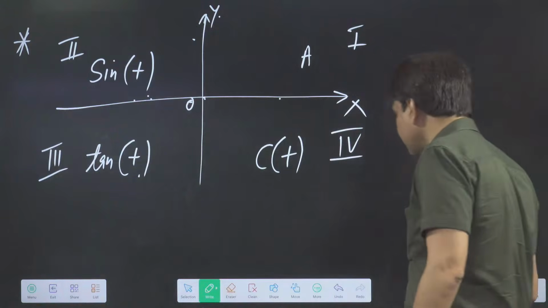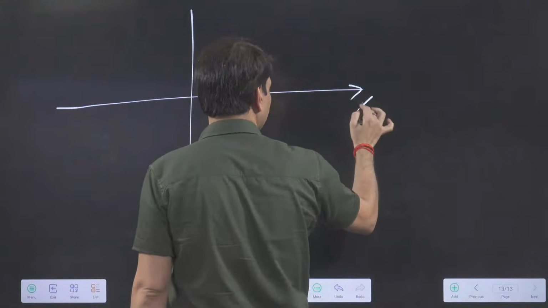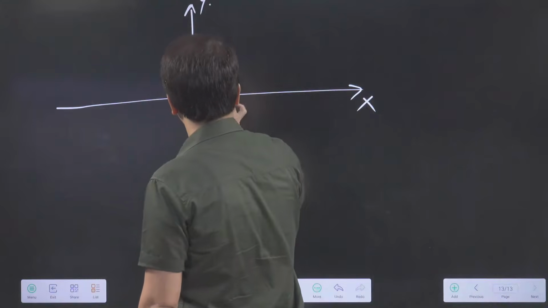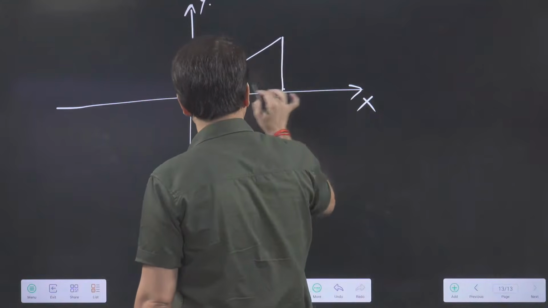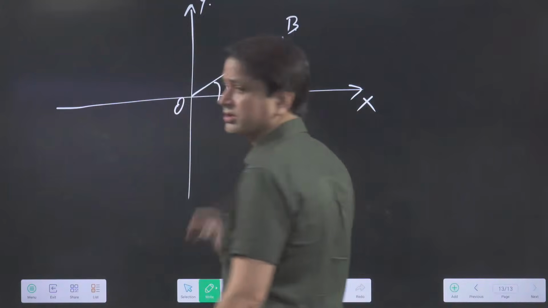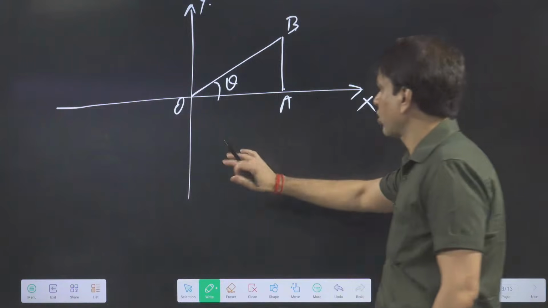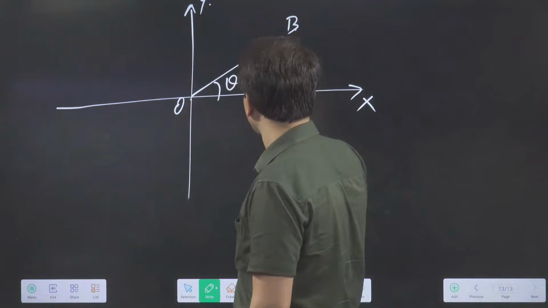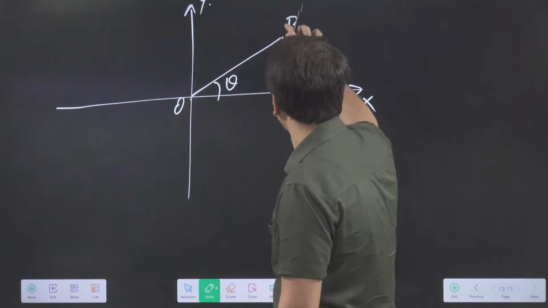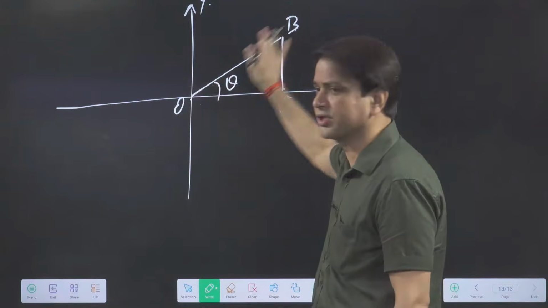Okay, now listen. Suppose I am making a triangle in the first quadrant. In the first quadrant, the adjacent side is OA, the opposite side, or perpendicular, is AB, and the hypotenuse is OB.